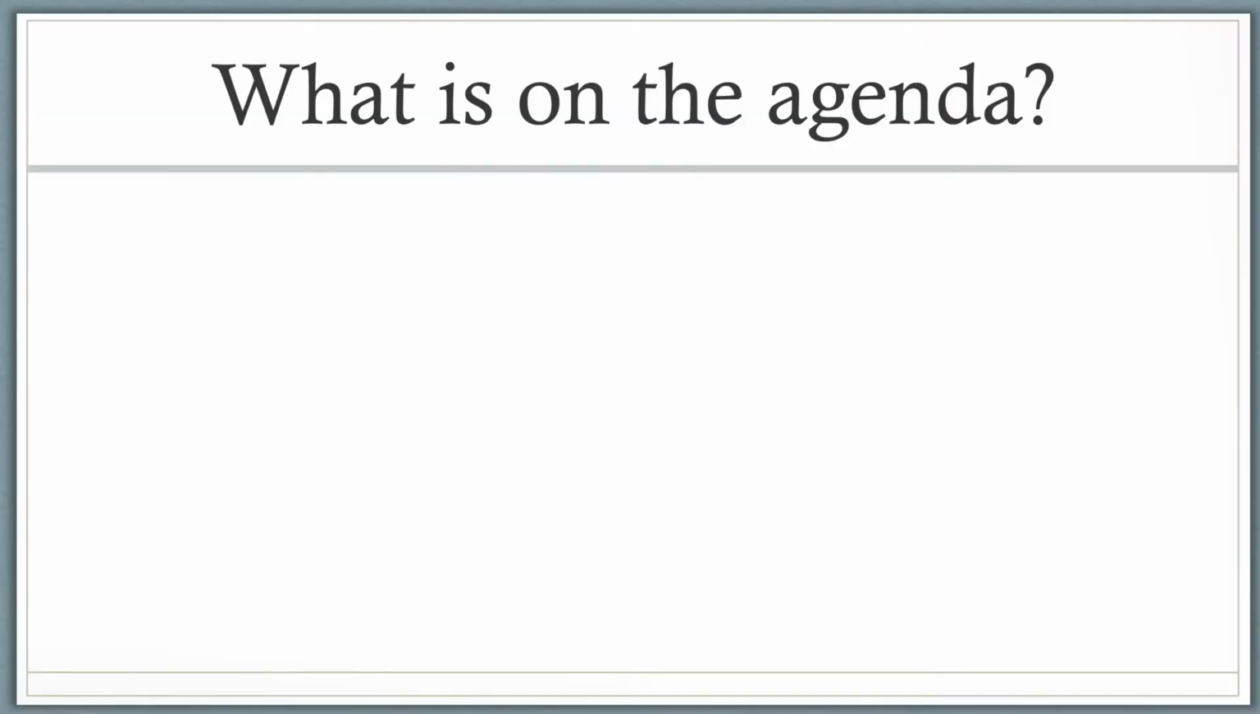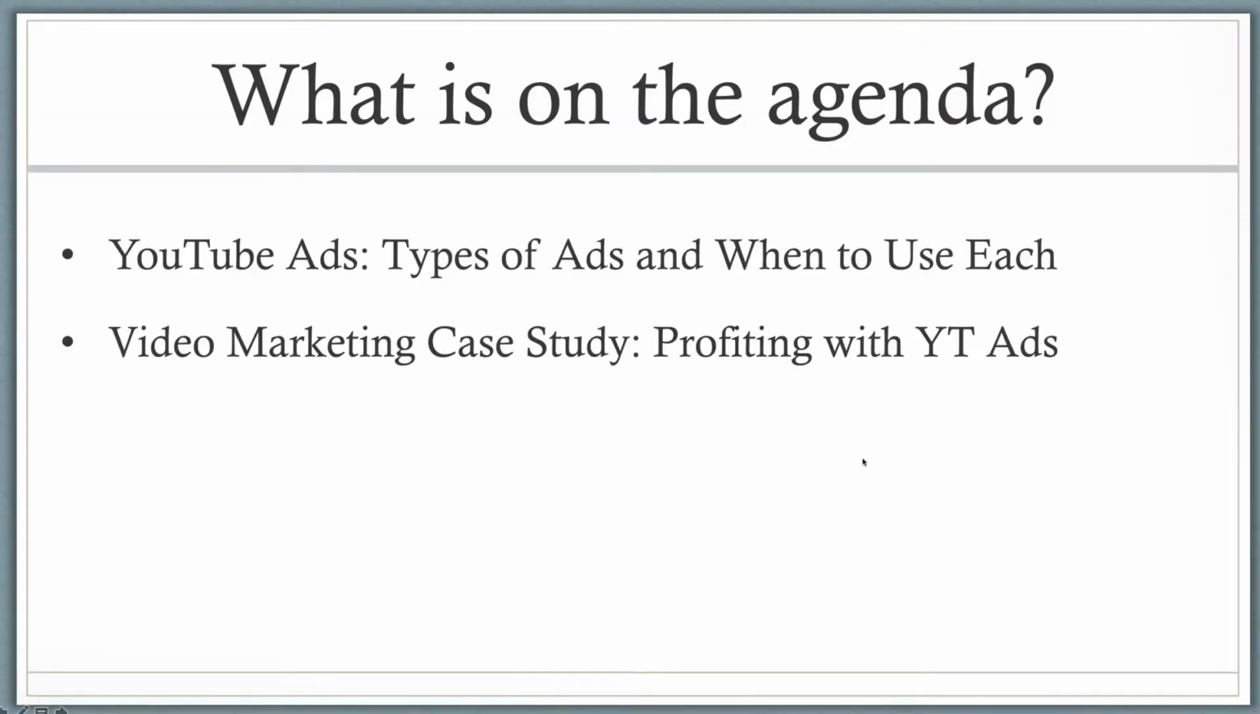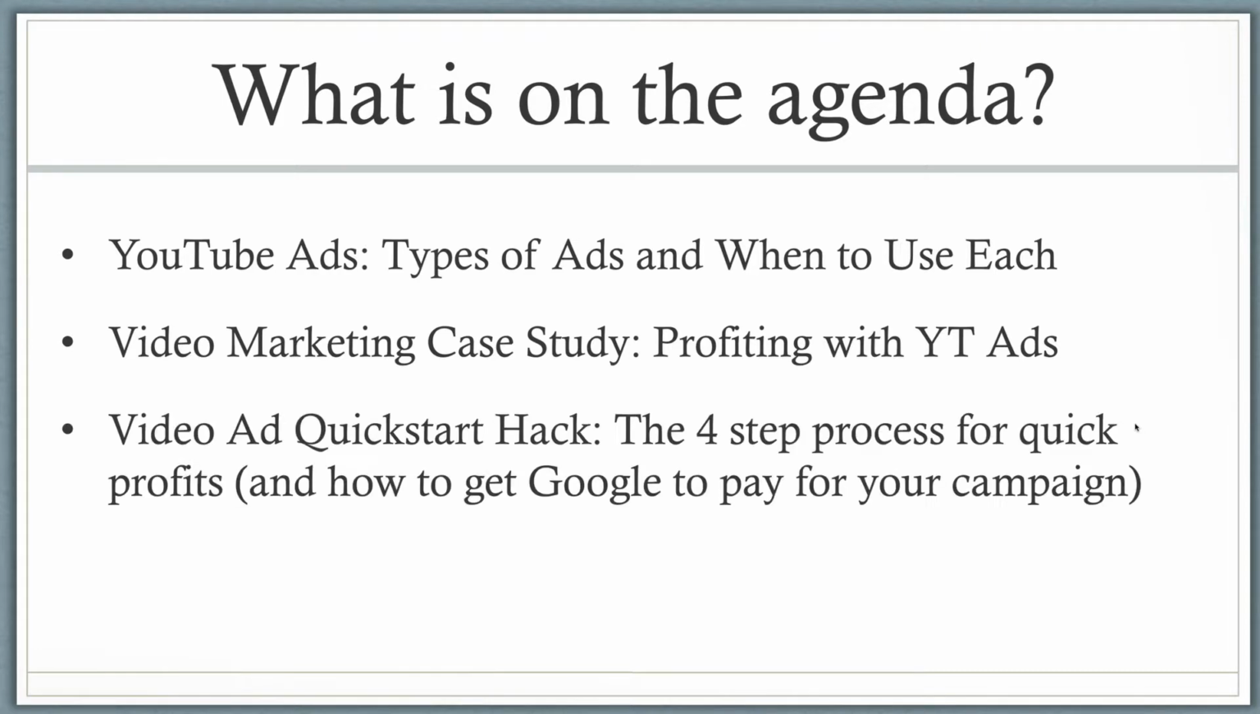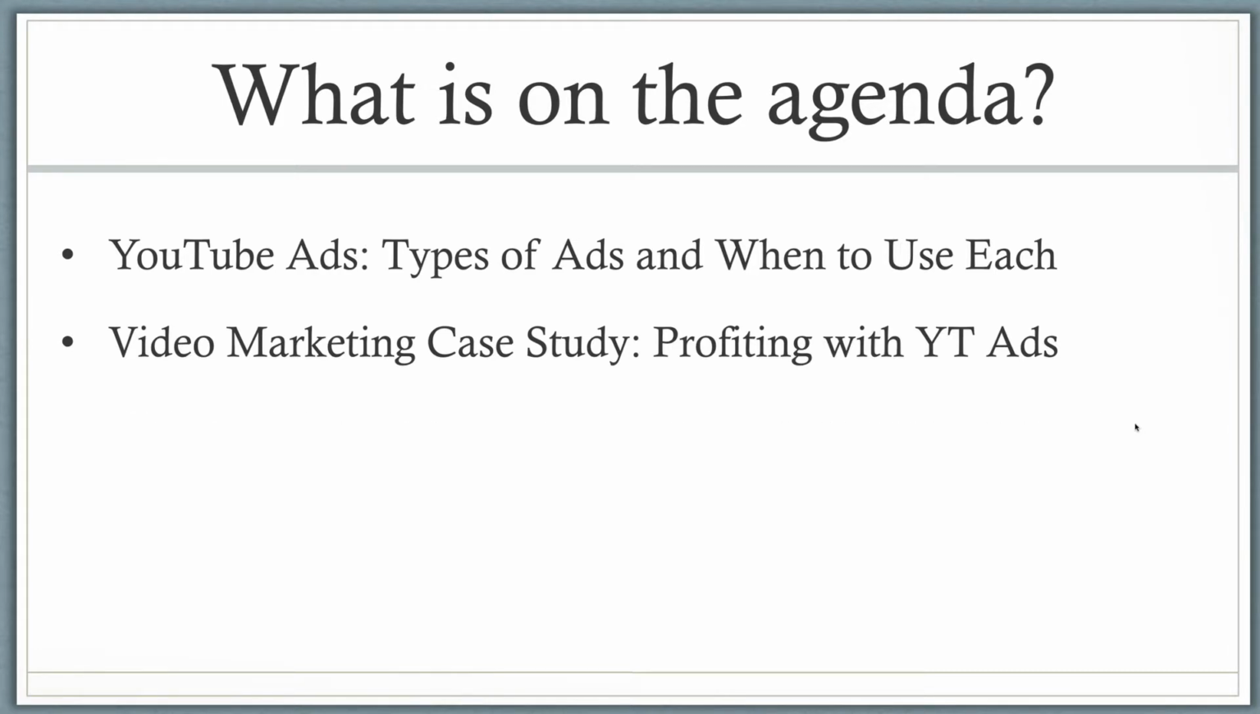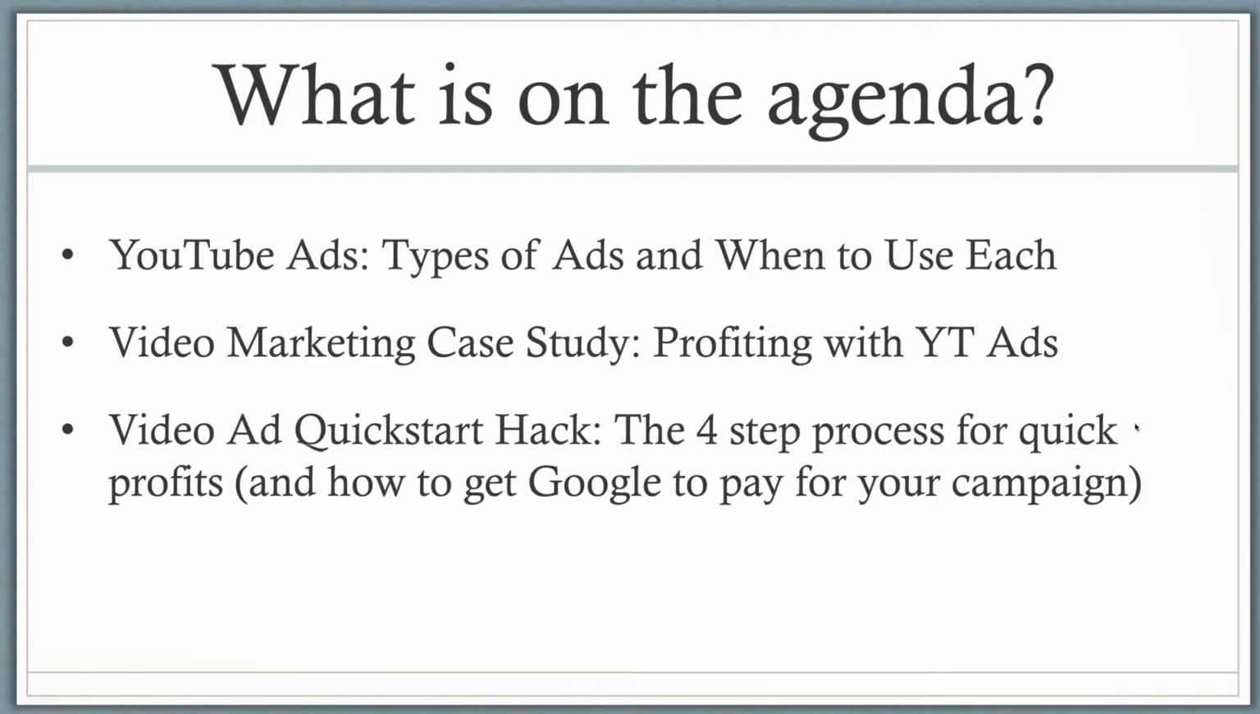Our agenda for today, we're going to be talking about the types of YouTube ads and when you should be using each. AdWords just made some changes to what they call these ads. They still function the same, but we'll talk about that as well. Then I've got a video marketing case study, and I'm going to show you how you can profit from YouTube ads without having your own video and do it in about an hour. Then I'm going to show you a video ad quick start hack, which is my 4-step process for quick profits and how to get Google to pay for your ad campaign. And then we will open up for Q&A.